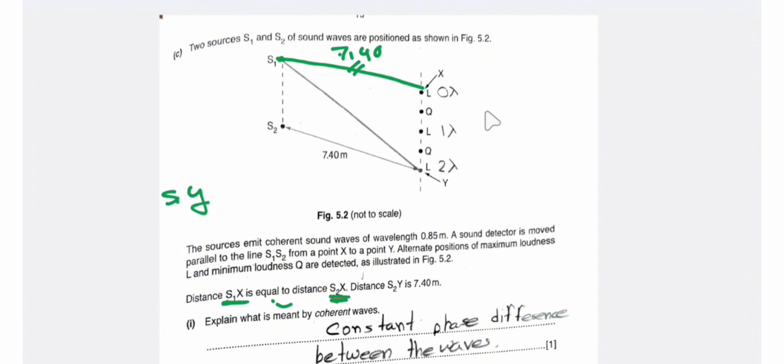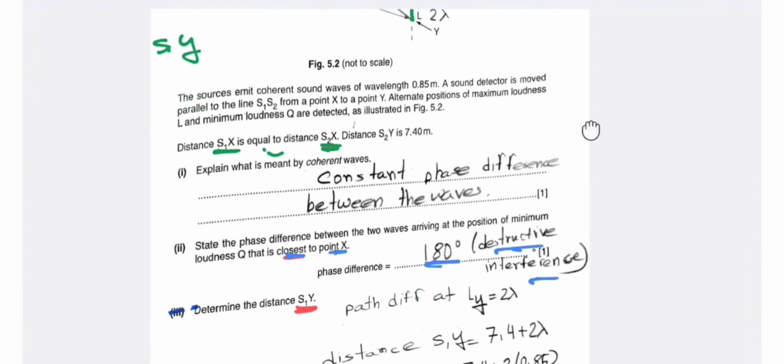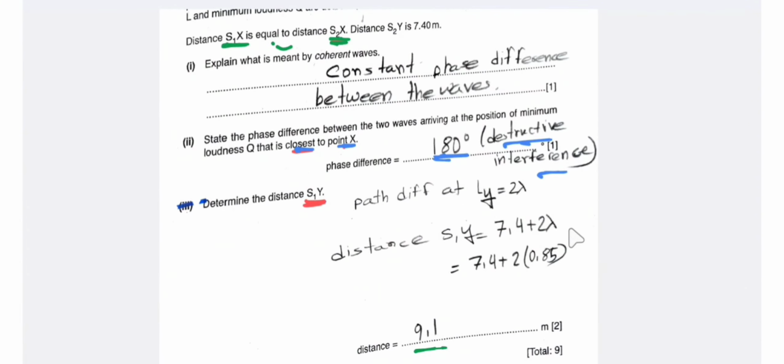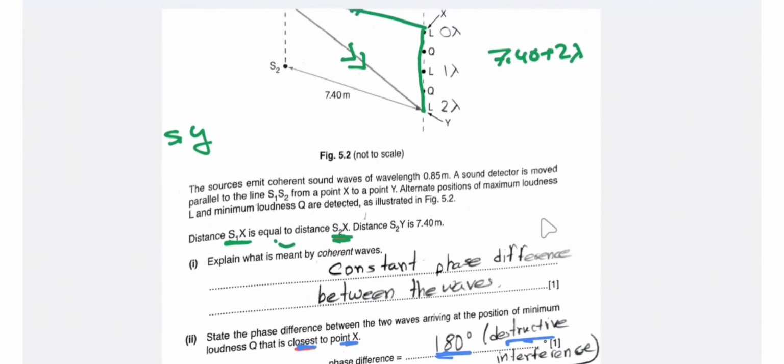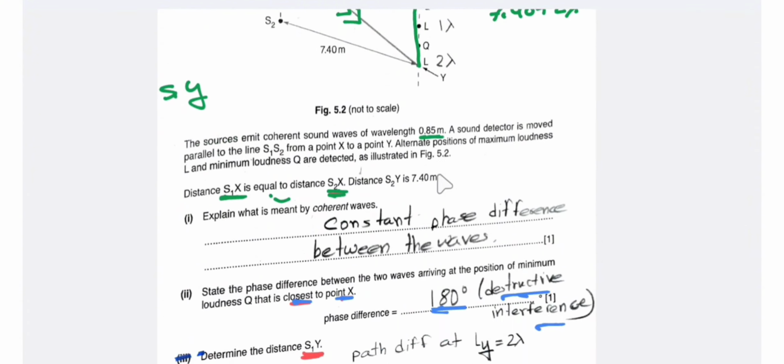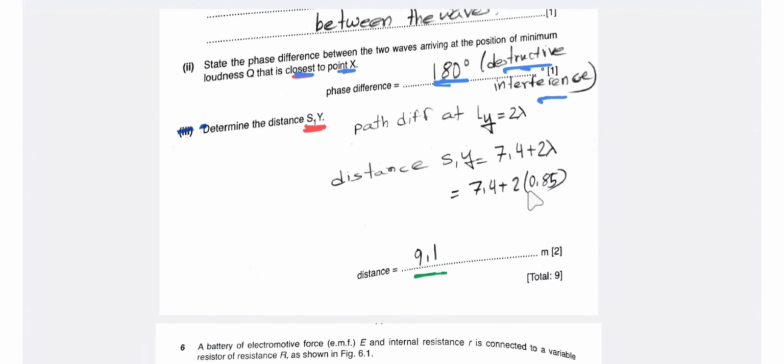Now we know the distance S1x is 7.40 meters, and x to point Y is 2 lambda. So plus 2 lambda. The total distance is 7.40 plus 2 lambda. And what is the value of lambda? We are given the wavelength as 0.85 meters. Substituting the value, we get the distance as 9.1 meters to two significant figures.